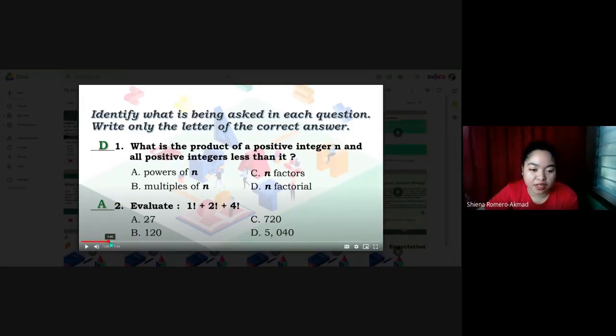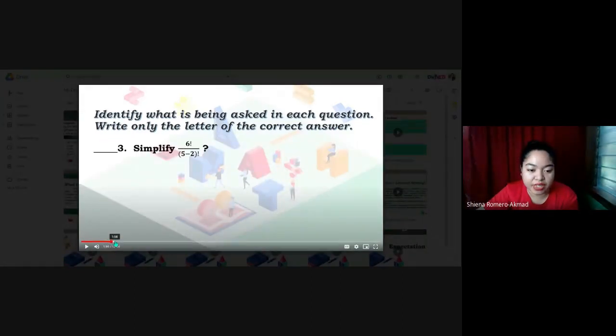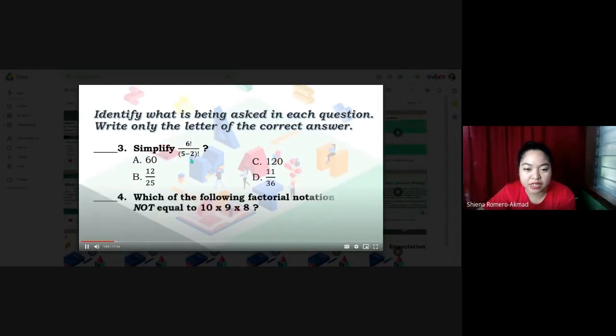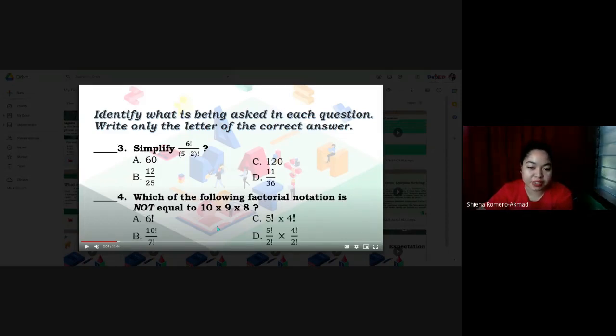Okay? If you have your calculator, pwede rin, no? To look for the answer. Number 3: 6 factorial divided by 5 factorial minus 2 factorial? Number 4: which of the following factorial notation is not equal to 10 times 9 times 8?